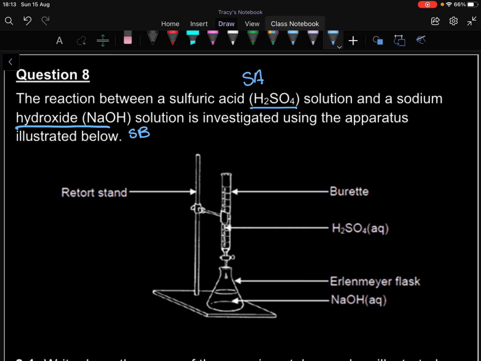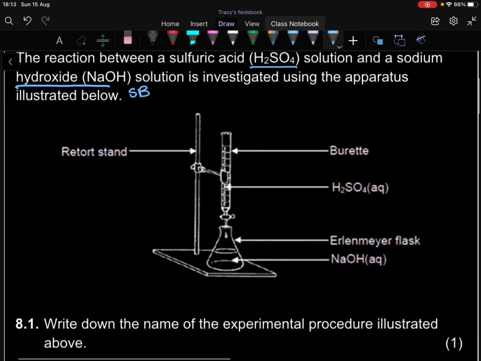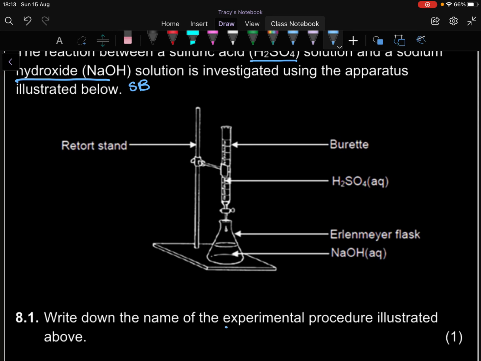Burette, retort stand, H2SO4 is in the burette. The base is in the Erlenmeyer flask or the conical flask. You might know it as that. Write down the name of the experimental procedure.